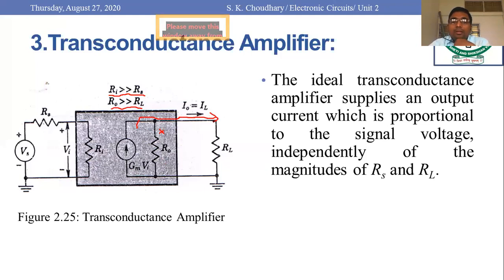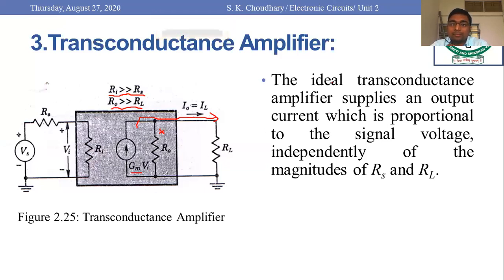But here we have introduced a new parameter that is called Gm. It is called the transconductance. So Gm is a dependent current source. Depending on what? Input parameter. And here the input parameter is voltage, not the current, remember. So it is a combination of voltage and current.